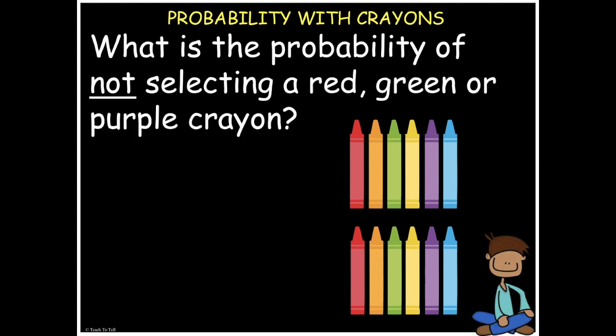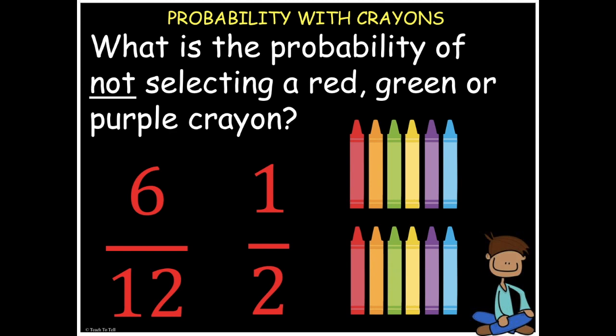What is the probability of not selecting a red, green, or purple crayon? So now I'm up to 3. Again, in total, I have 12 crayons. I have 2 red, 2 green, and 2 purple. So 2, 4, 6, I'm taking away 6, so I'm getting 6 out of 12, also known as 1/2.